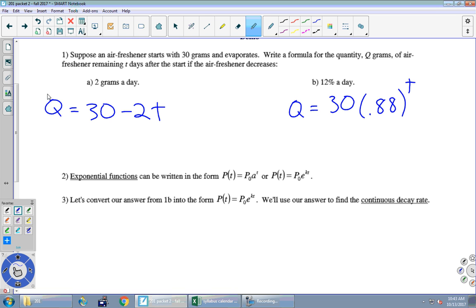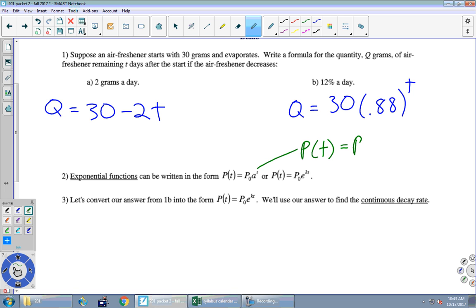Okay, exponential functions can be written in the form p of t equals p sub 0 times a to the t, that's one example, or p sub 0 times e to the kt. How much is p sub 0 in our formula here? Is 30. How much is a in our formula? Is the 0.88.